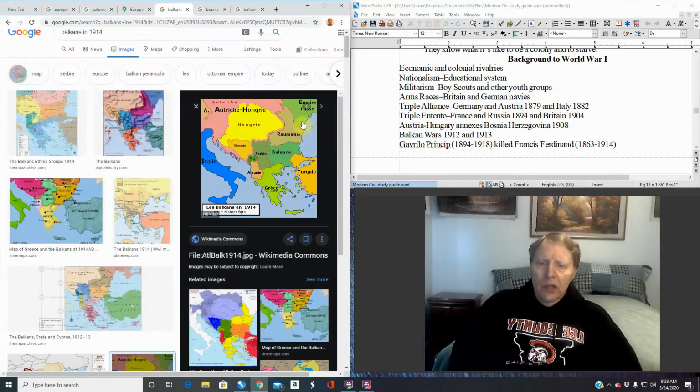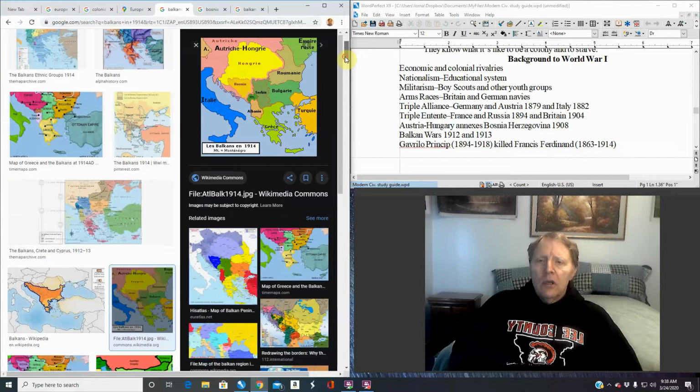So there are military maneuvers taking place in Bosnia in this time frame, and Francis Ferdinand comes down with his wife, Sophie, to observe.